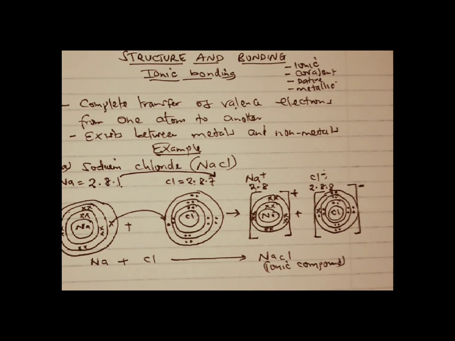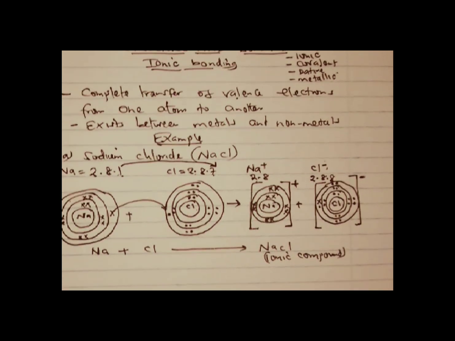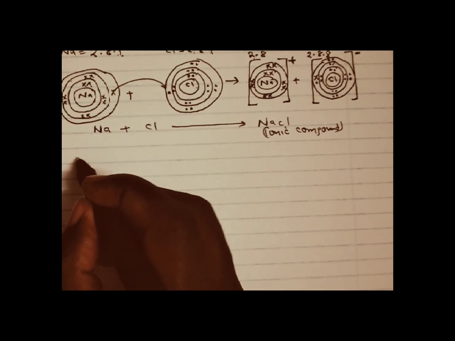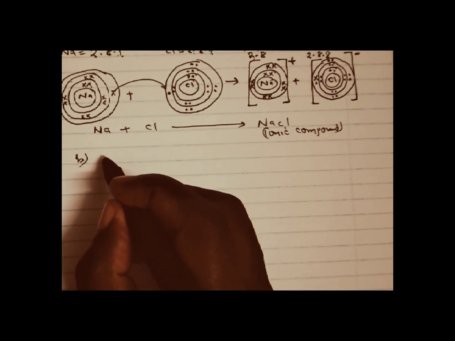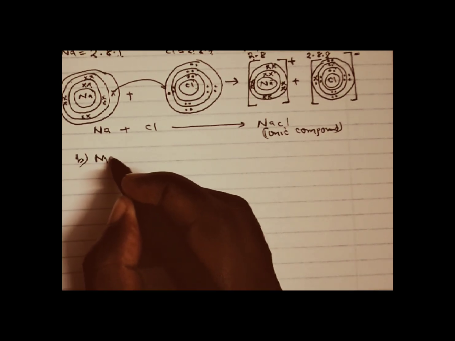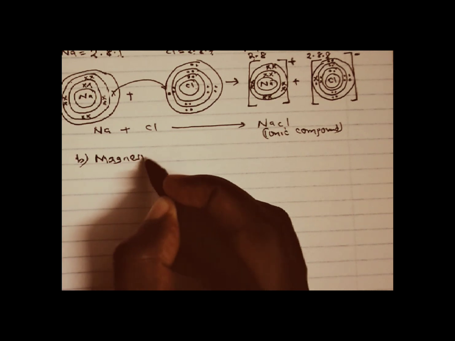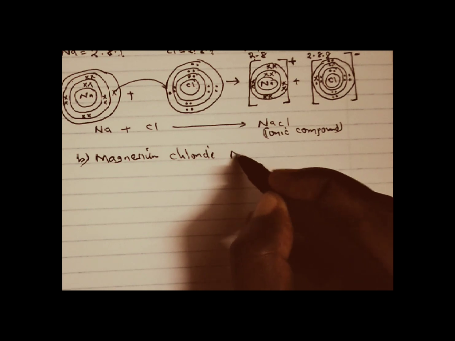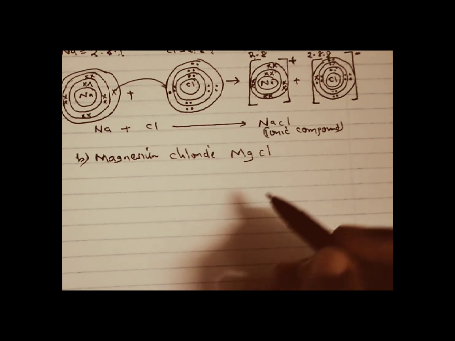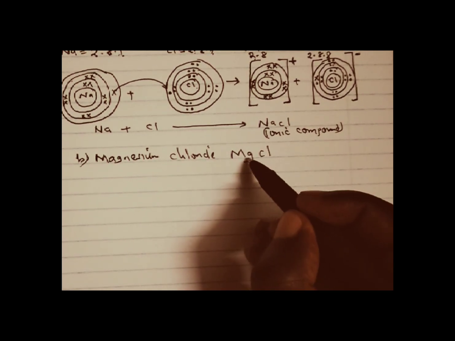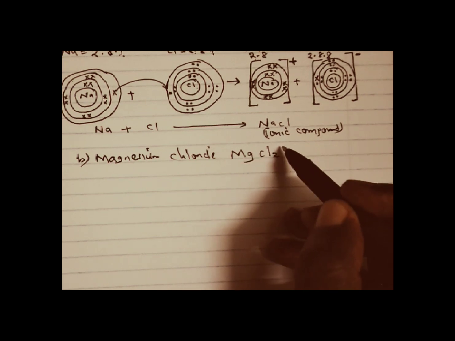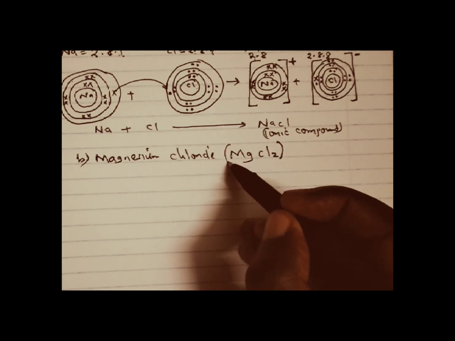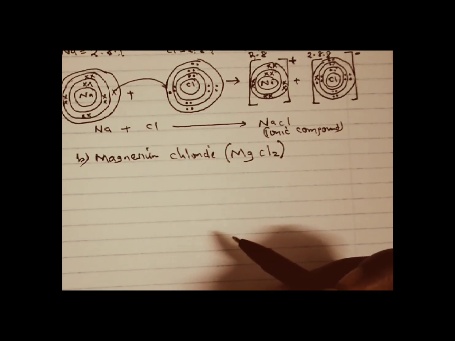Let us look at another example. Let us call it example number 2b. Let us look at the formation of magnesium chloride. So we have magnesium, Mg, we have chlorine, Cl, but since magnesium has a valency of 2, it will give its valence electrons to chlorine to form magnesium chloride.